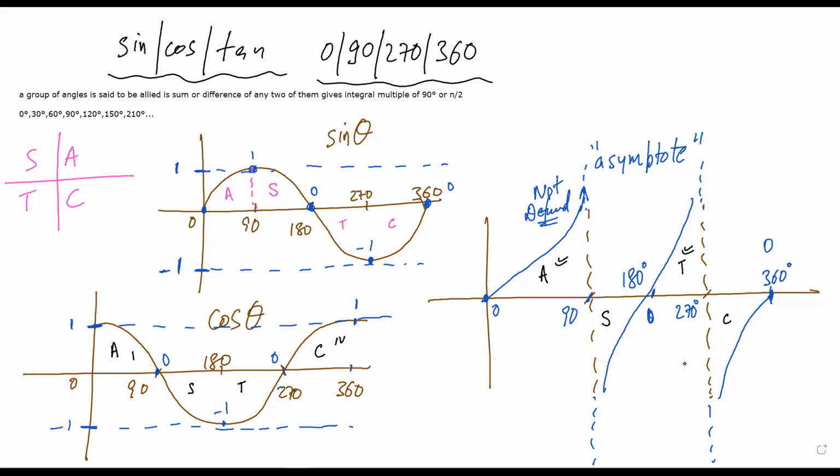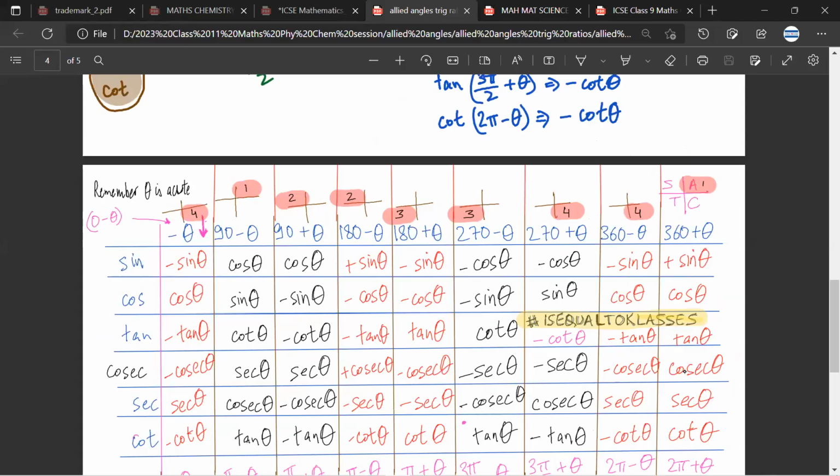your homework for today would be to prove each of these values. Basically, you'll have to take these three columns and prove each of the values. So, for example, you'll have to prove that sine minus theta is minus sine theta. You'll have to prove sine 180 plus theta is minus sine theta. Sine 270 plus theta is minus cos theta. Sine 360 plus theta is plus sine theta. Have you understood?